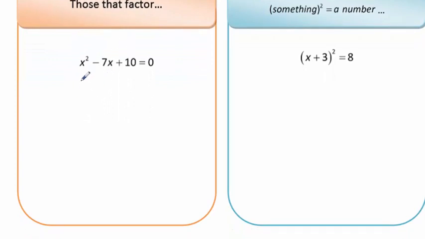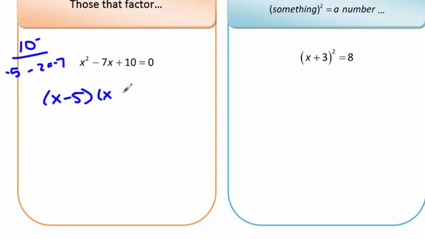Equations that factor. The first equation factors, you can take your 10 and break it into two things that multiply to 10 and add to negative 7. Since it's a positive 10 and a negative 7, I'm going to need two negatives. So we're going to use negative 5 and negative 2 to get negative 7. This factors into x minus 5 times x minus 2 equals 0.